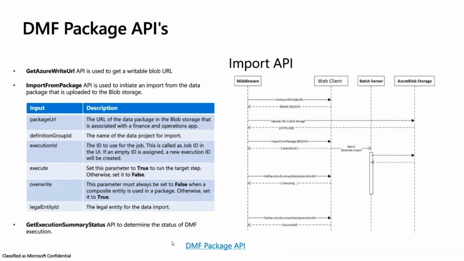Then once this import is running, it is recommended to make use of the get execution summary status API to check the status of that data project before you send the next one. So this is typically the import API flow.